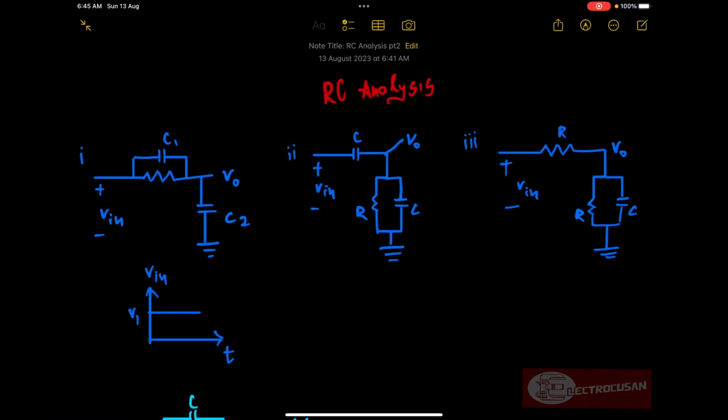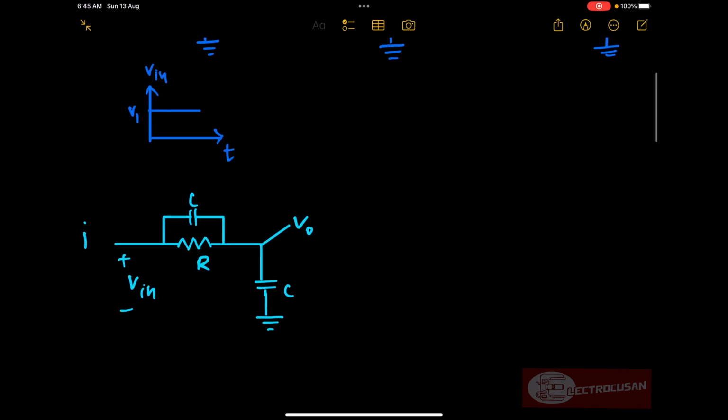Welcome to this part of the RC analysis. We are given three circuits in which we have to find the output waveform, and here the Vin is a step input of amplitude V1 volts. Okay, let's get started with the first question.